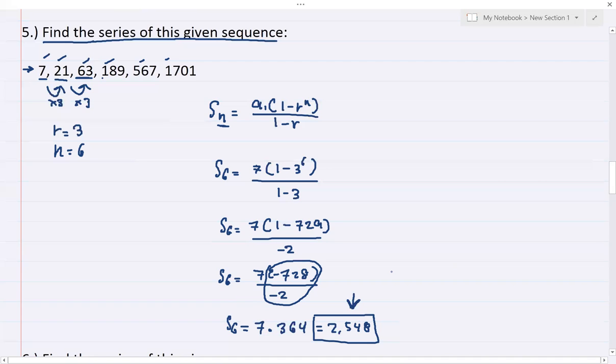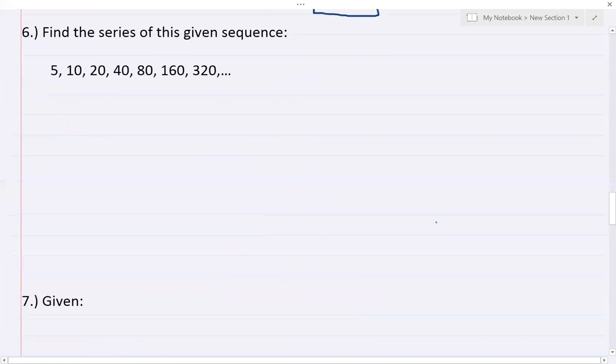Or guys, since there are only 6 terms, you can just add them. There's no need for you to use the formula. Just use your calculator or your notes or paper, then pen, and just manually add them. You will also get the same answer. All right. So yeah, where was I? Let's proceed to the 6th question.